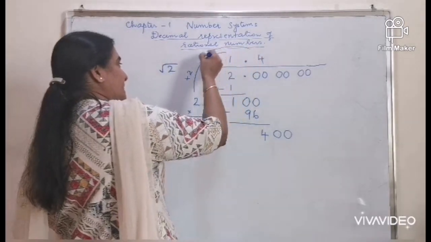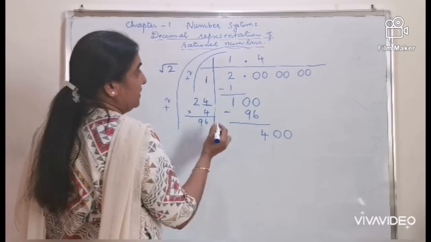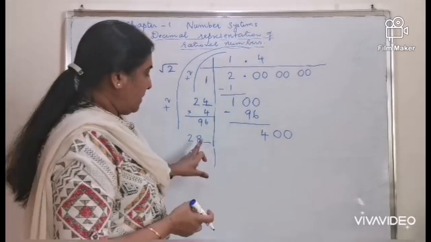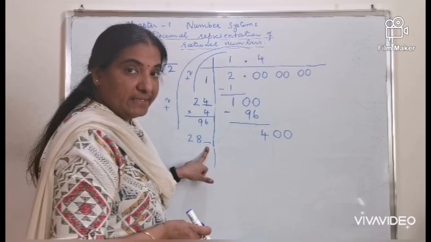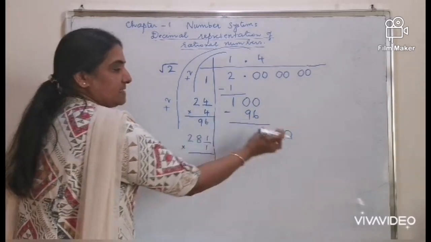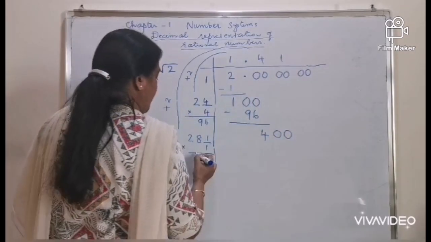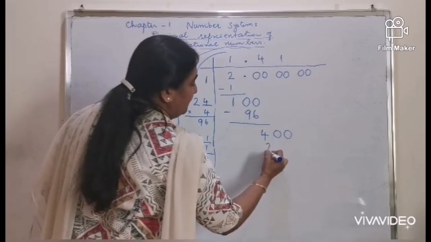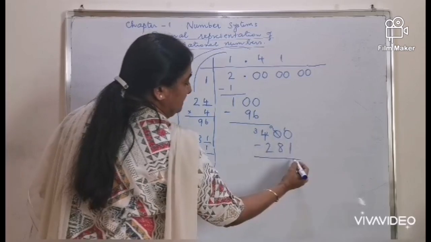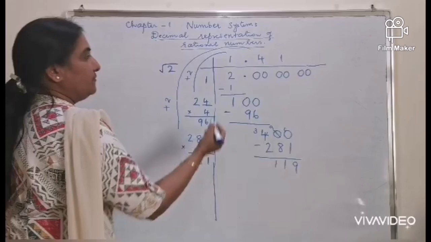The double of 14 is 28, and you have to insert a digit in such a way that the digit you are taking is the same as the multiplier, as well as close to the number 400. You can get it as 281 into 1, which is 281. Then 119 remains. The same procedure follows.